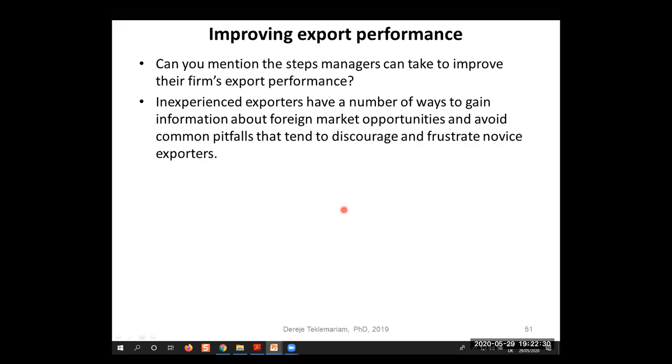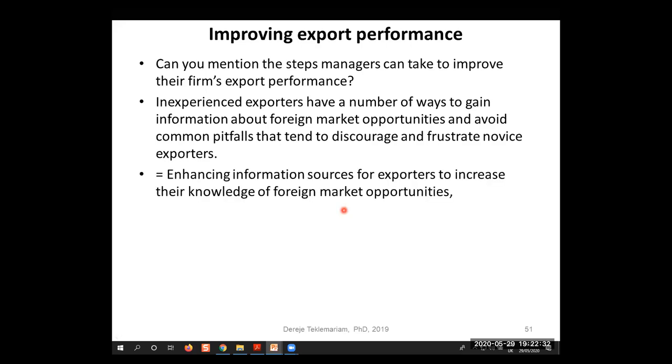What's important in this case is, first, before thinking of enhancing export, we have to bear in mind that there are some pitfalls, and understanding the pitfalls and not committing them is the first stage. The second one is enhancing information sources for exporters, even to increase their knowledge of foreign market opportunities.